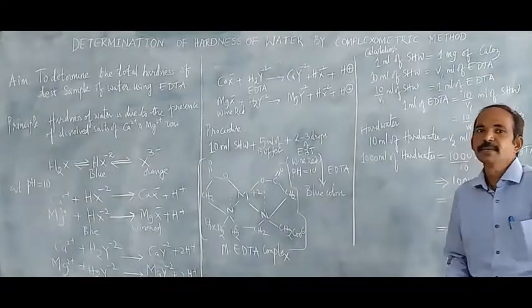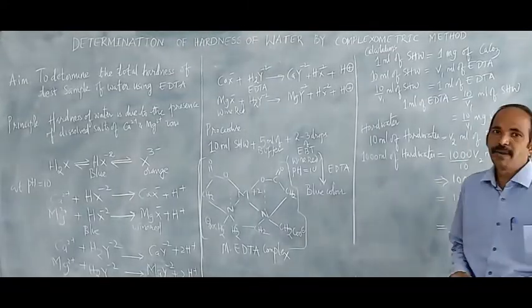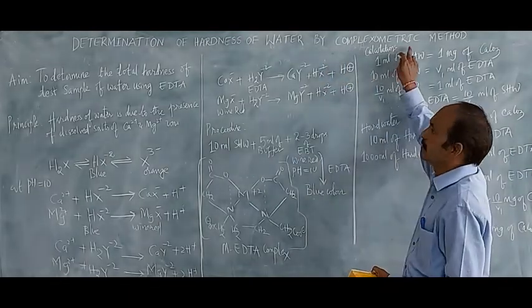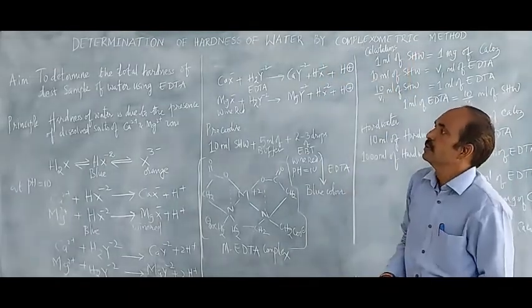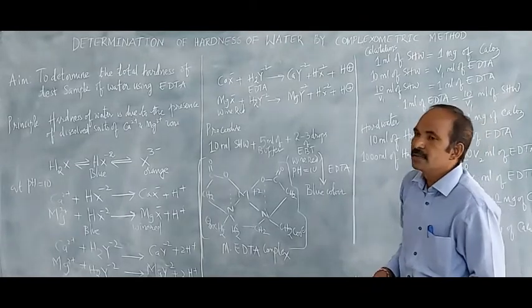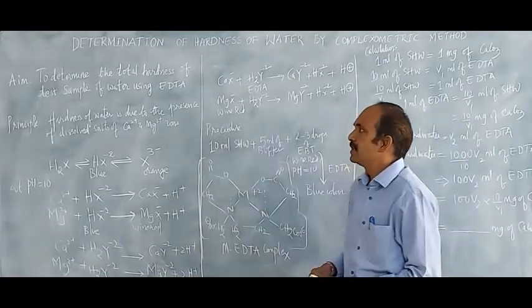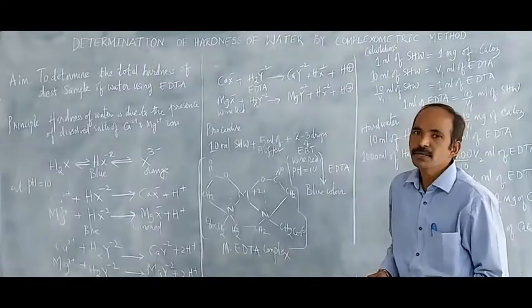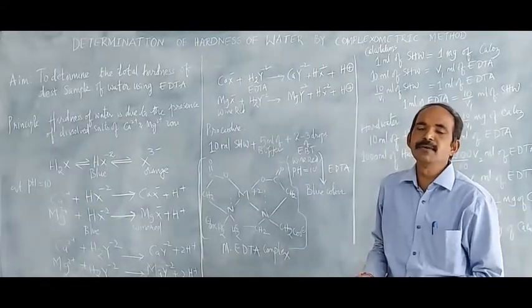Good morning, students. Today I am going to explain the determination of hardness of water by the complexometric method. The main aim of this experiment is to determine the total hardness of the test sample of water using EDTA. So what do you mean by hardness? What is the purpose of doing this?